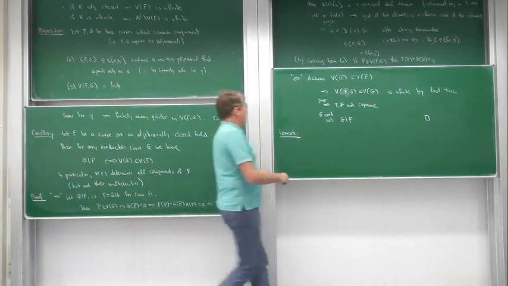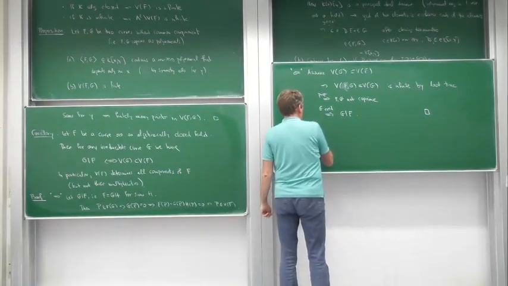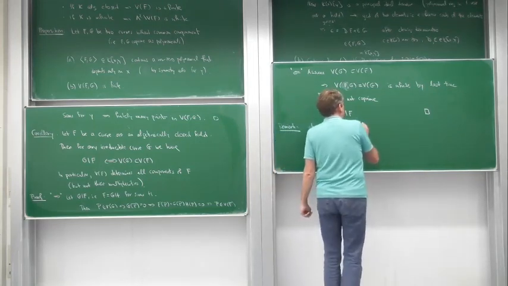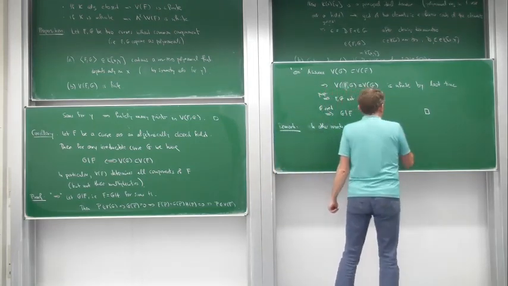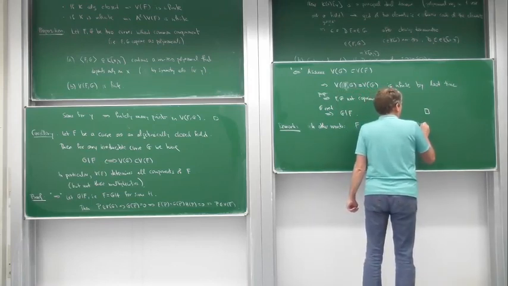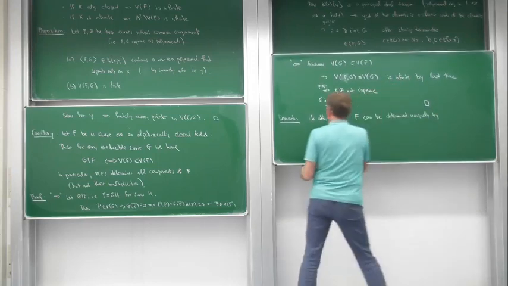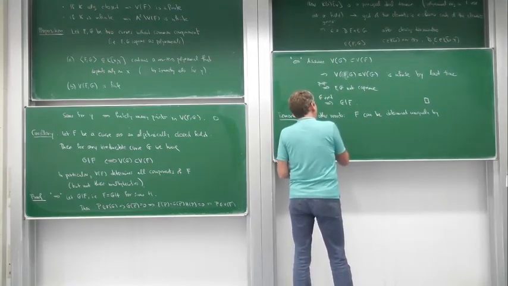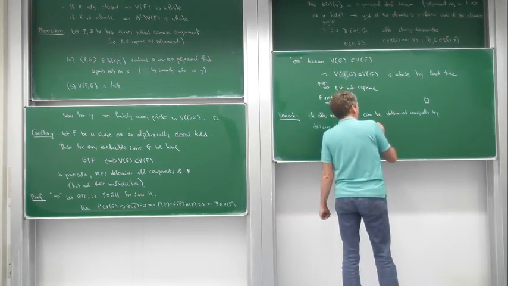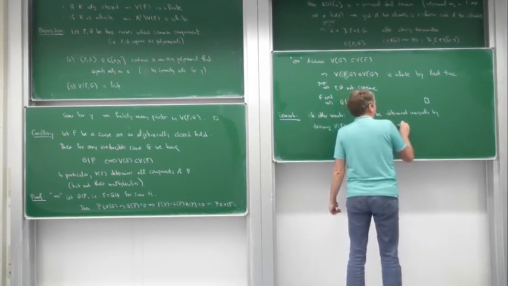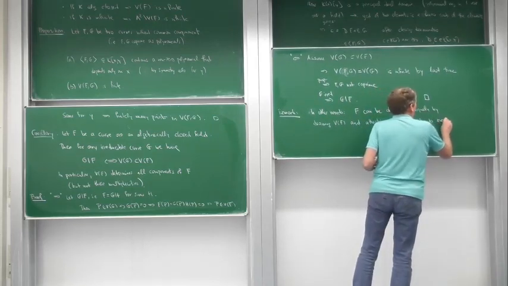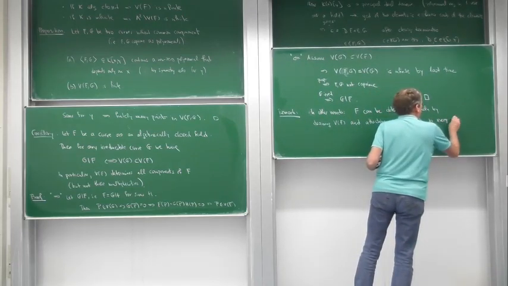So another way of saying this, or in other words, f can be determined uniquely by drawing V of f and attaching a multiplicity to every component.